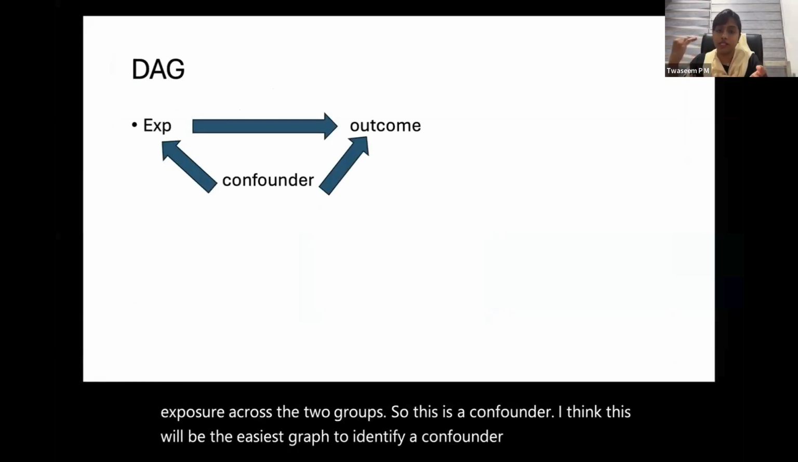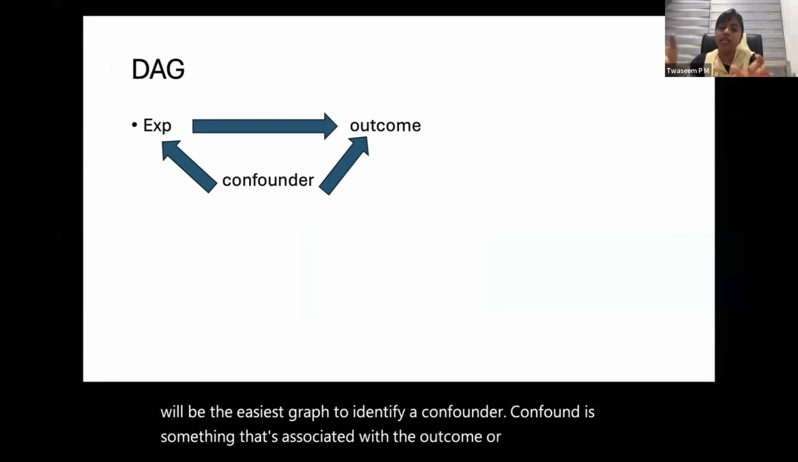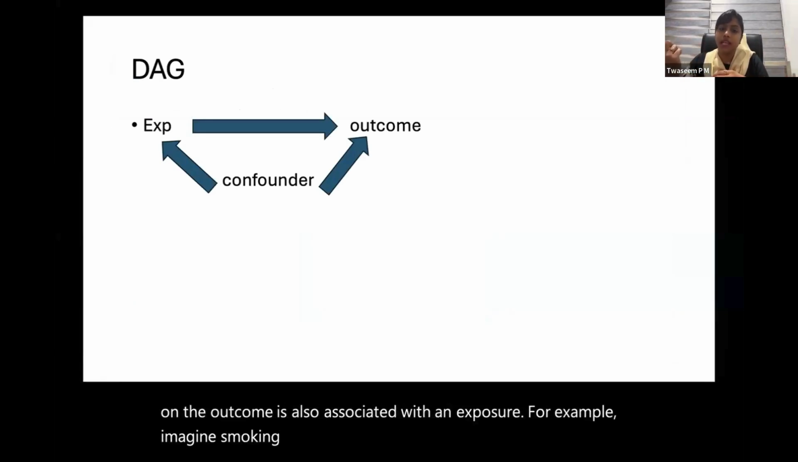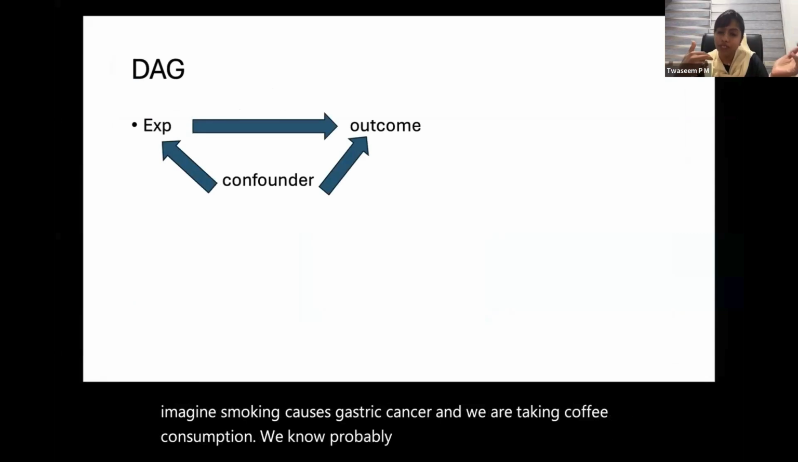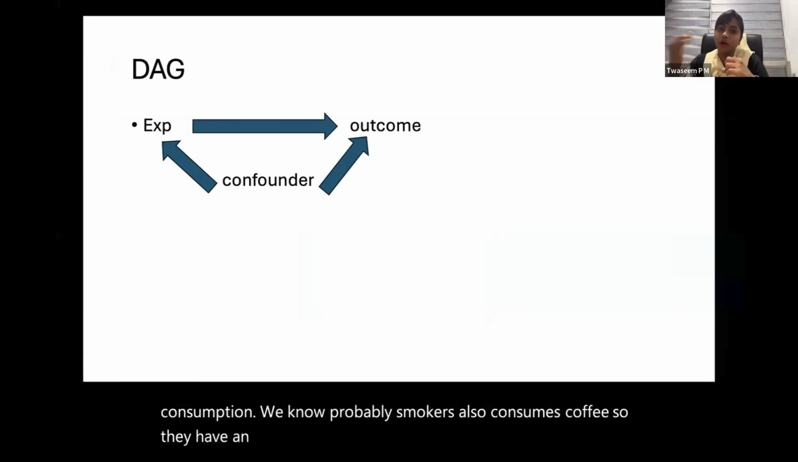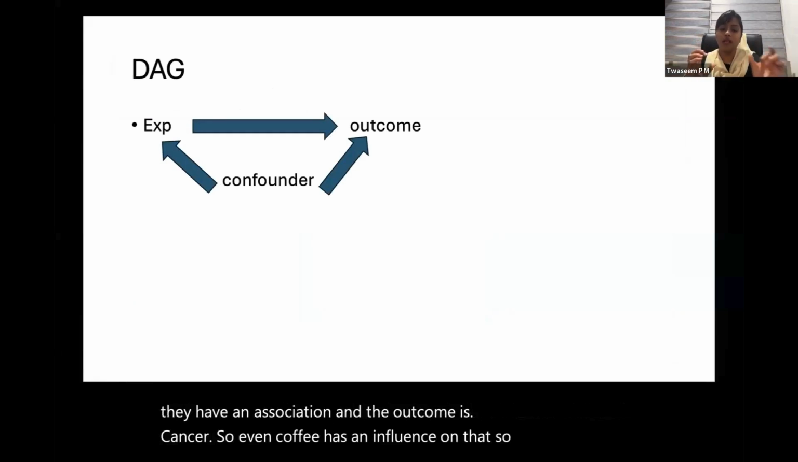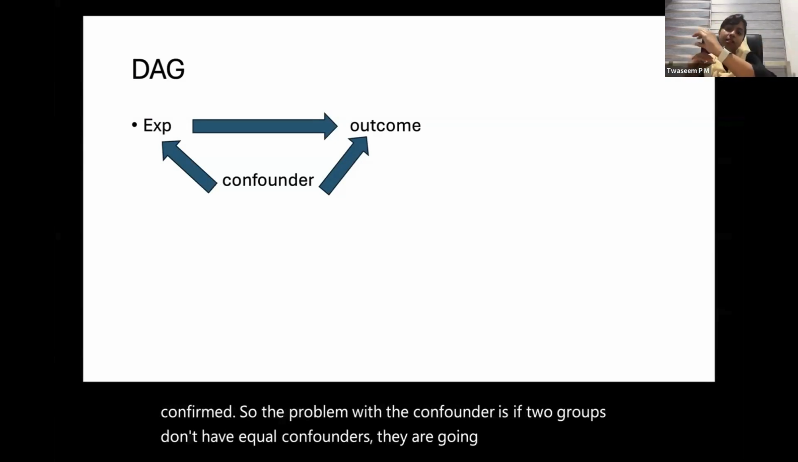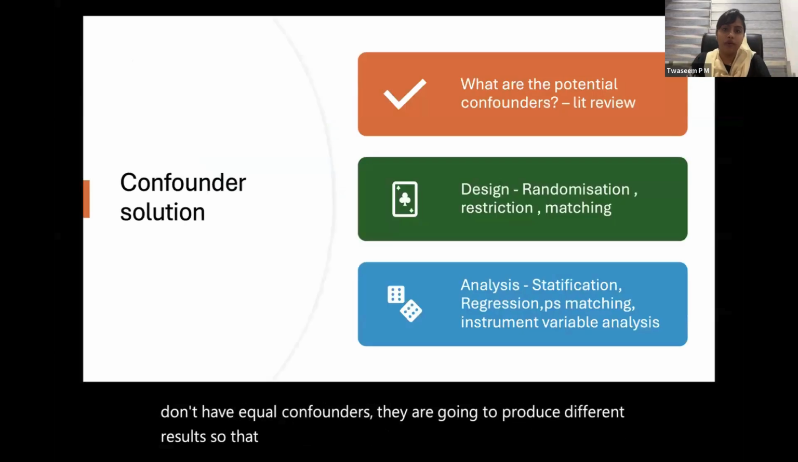A confounder is something that has an influence on the outcome and is also associated with the exposure. For example, imagine smoking causes gastric cancer, and we are taking coffee consumption. We know smokers also consume coffee, so they have an association. And the outcome is cancer. So even coffee has an influence on that. So that is a confounder. The problem with the confounder is that if two groups don't have equal confounders, they are going to produce different results.